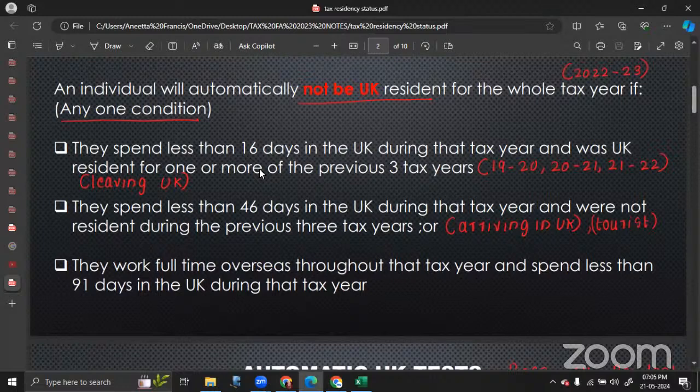Or they spent less than 46 days during the current tax year and were not resident during the previous 3 tax years. Or they work full-time overseas throughout that tax year and spend less than 91 days in the UK during the tax year. Both the conditions have to be satisfied. They should do full-time work overseas and also spend less than 91 days in the UK during the tax year. So if any one of the conditions is satisfied, they are automatically treated as a non-resident in the UK for that particular tax year.